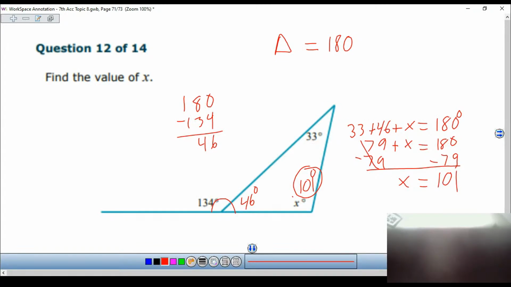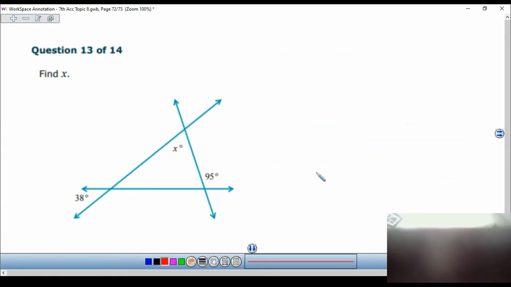All right. Here we go on to the next one. Moving on to number 13. We've got two questions left, guys. Question 13. We're looking for x. Remember again that inside of a triangle, all the angles add up to 180 degrees. But I don't really have any angles in here. Nothing I can do to help myself out. I've got this 95 hanging out outside the triangle. I've got this 38 degrees hanging out outside the triangle.